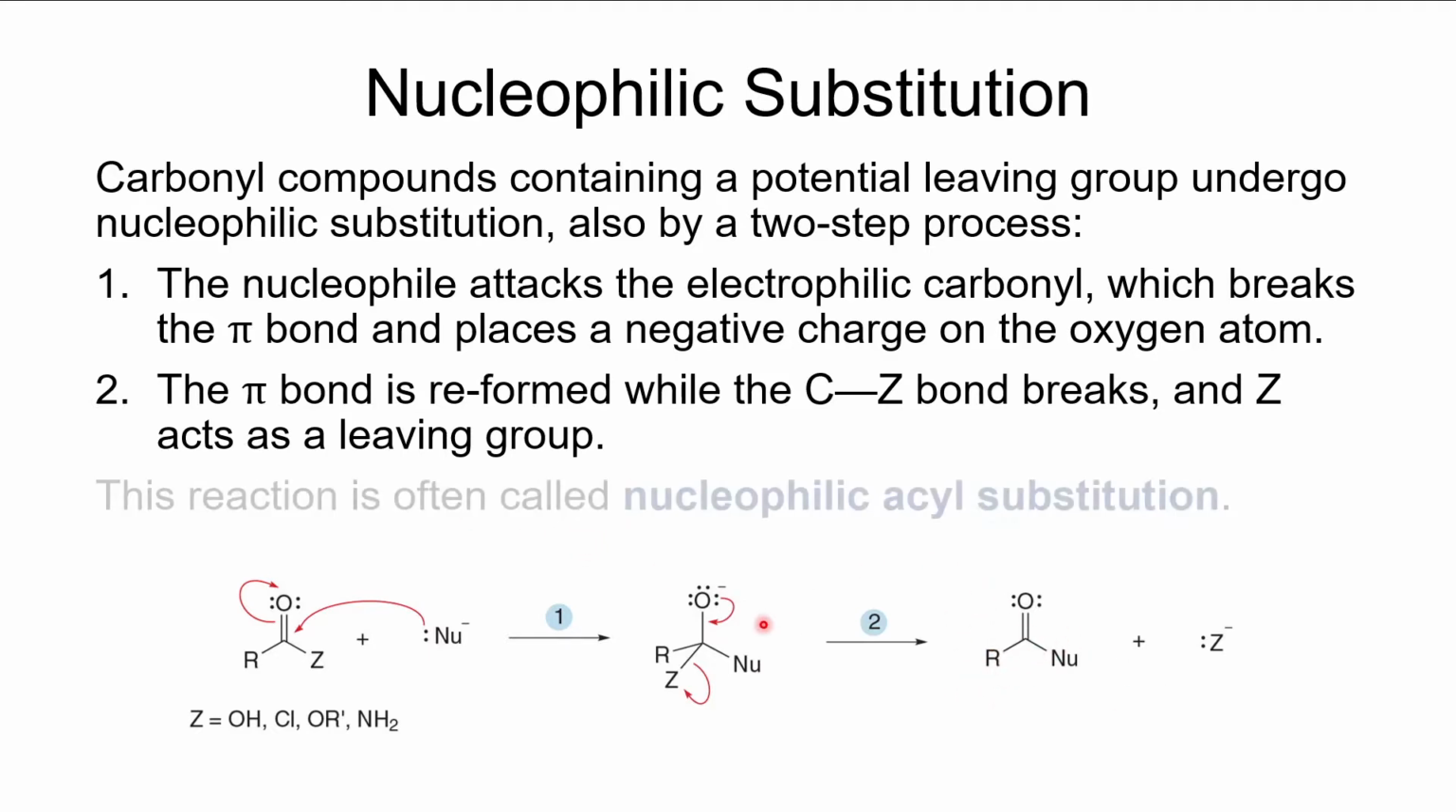This is called nucleophilic acyl substitution. So the big difference between substitution and addition is that in addition, we don't have a leaving group here, and in substitution, we do have a leaving group there.